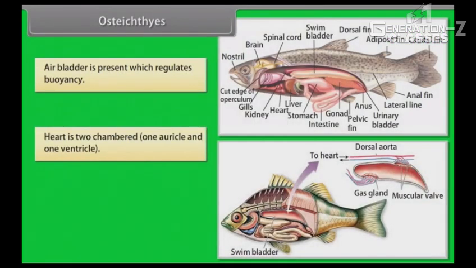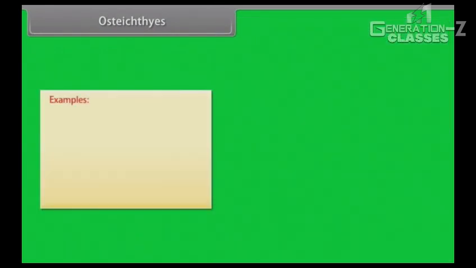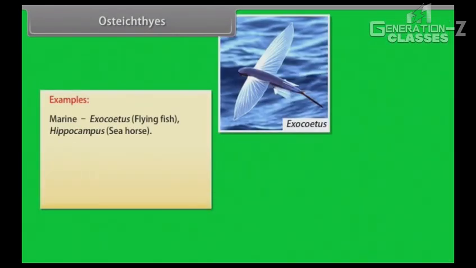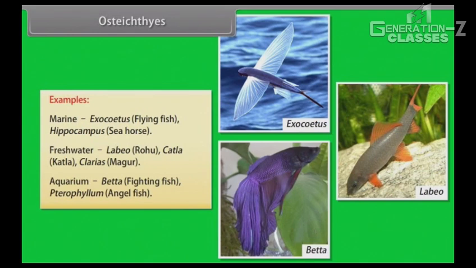Heart is two-chambered, one auricle and one ventricle. Fertilization is usually external. Sexes are separate. They are mostly oviparous and development is direct. Examples: marine, Exocoetus, flying fish; Hippocampus, seahorse; freshwater, Labeo, rohu; Catla; Clarias, magur; aquarium, Betta, fighting fish; Pterophyllum, angelfish.